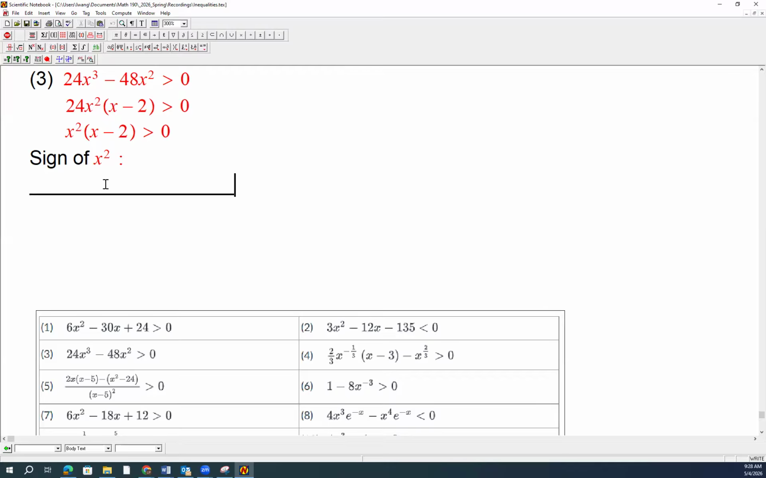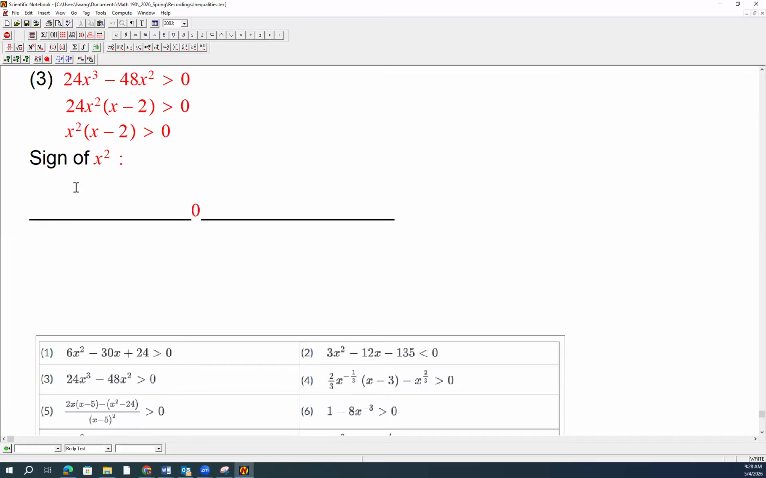And 0 is the place where x squared is equal to 0. If you choose any negative numbers, x squared would be what? It will be positive. Only when x is 0, x squared is 0. You plug in 0 into x squared, it is 0. If you pick any positive number, x squared is positive. So that's the sign distribution.